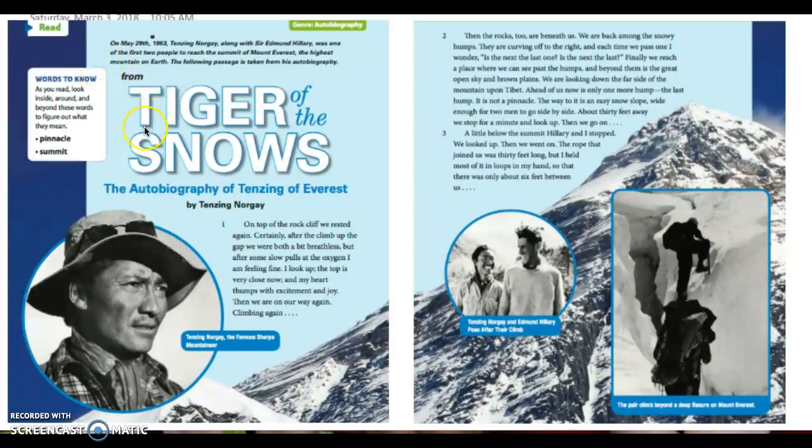We're going to start with our unravel. So the first part of unravel is you underline the title. So I'm going to underline Tigers of the Snows, an autobiography of Tenzing of Everest. When I see that title, I think about tigers as in animals, but looking at the story, I see people. So I'm thinking, since tigers are really strong and courageous, that this is probably about people who are also strong and courageous.